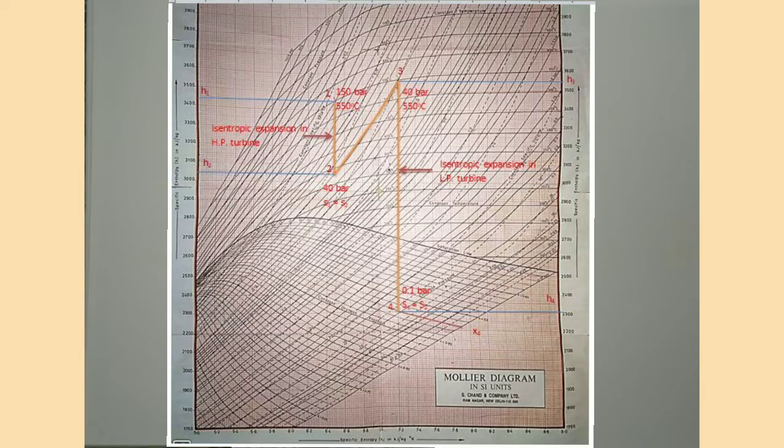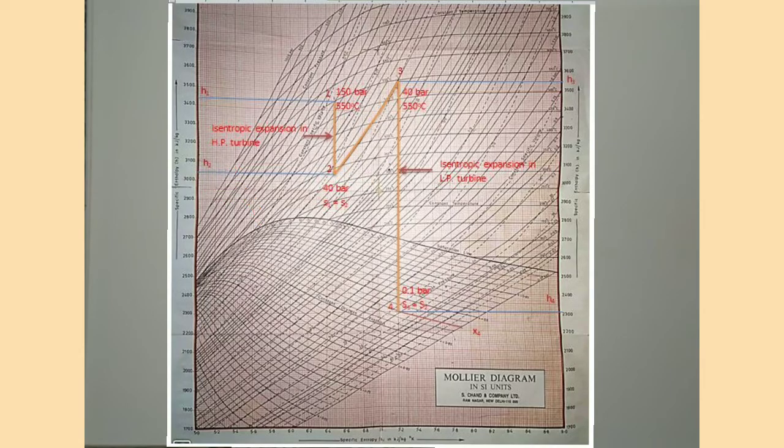Process 1 to 2 is isentropic expansion in high pressure turbine. We know the pressure at state 2, it is 40 bar. This is the curve of 40 bar pressure, so I am drawing a vertical line downwards to the curve of 40 bar pressure. And the meeting point is state 2, and we can take the value of enthalpy from y-axis.